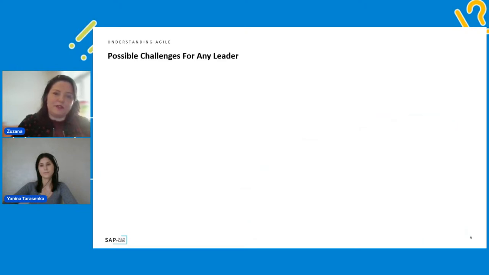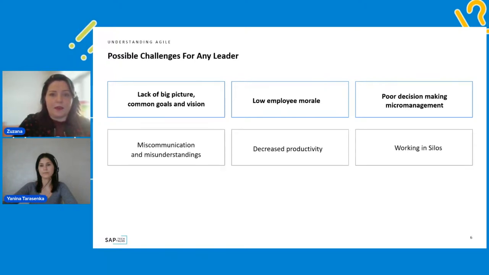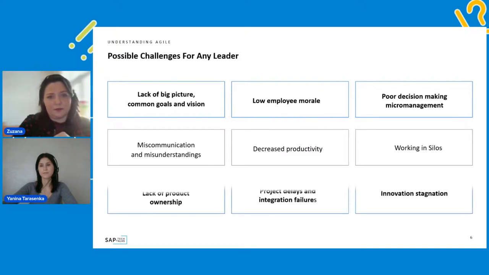As a manager, you can experience various problems and feel sometimes overwhelmed. It can happen that in your teams, your colleagues are missing the big picture, common goals and visions. You can experience with your team also low employee morale, often caused by poor decision making and micromanagement. Another common challenge are miscommunications, misunderstandings. This is bringing us to unresolved problems, and it can cause also decrease in team's productivity. As you know, working in silos and lack of alignment can cause delays and inefficiencies. This lack of collaboration and product ownership lead at the end even to project delays and innovation stagnation.